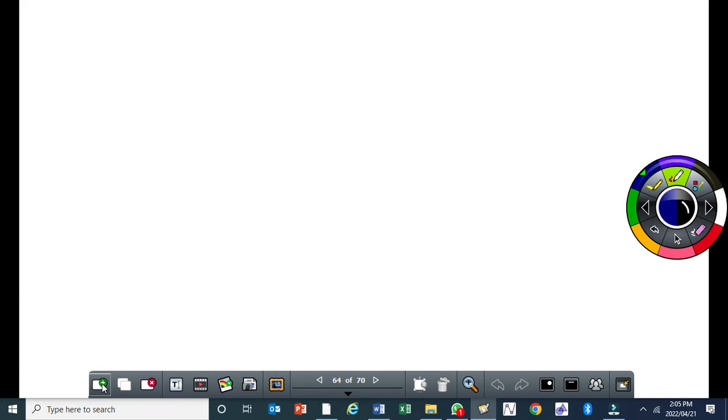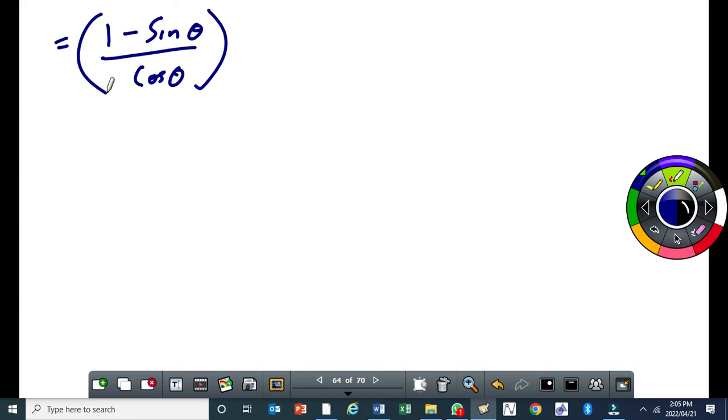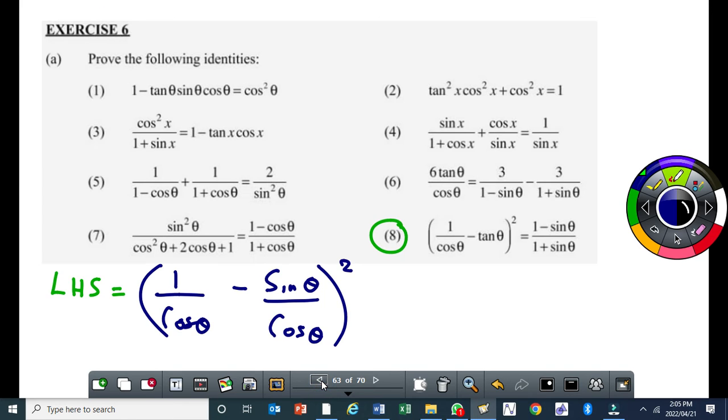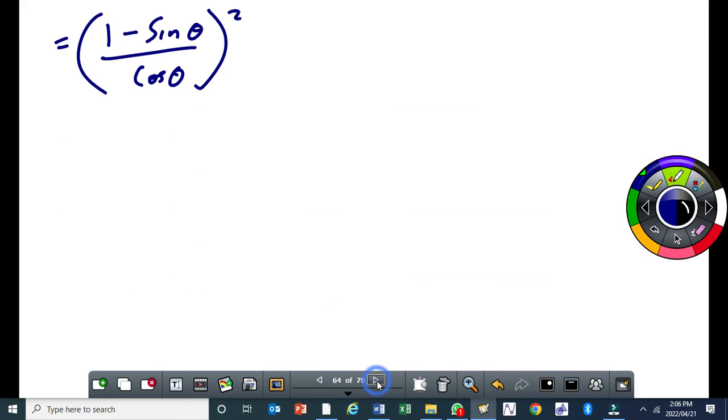So we can write it as 1 minus sine theta over cos theta, all squared. Right? All I've done here, I've simplified what's inside the brackets. Okay? How to break fractions? Common denominator. Therefore, I can subtract the sine theta from 1. So I write it as 1 minus sine theta over cos theta all squared. And I got that.